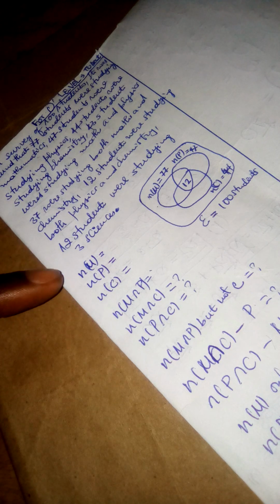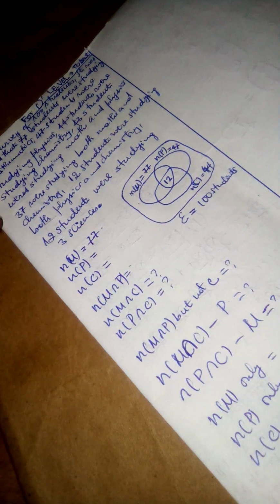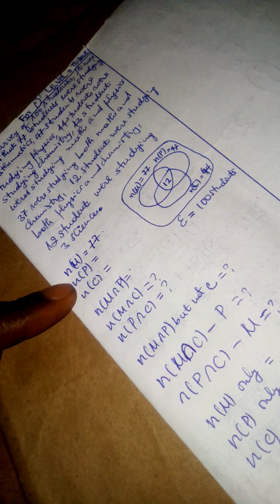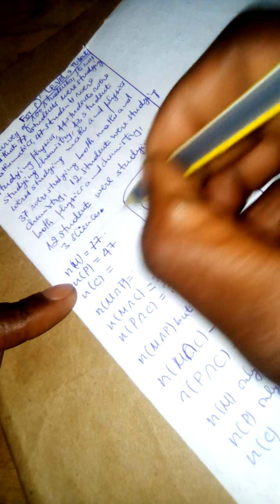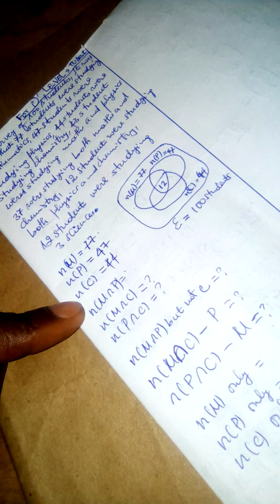So first of all, we have the cardinal number of M. The cardinal number of M means all students who attend the course of mathematics. From the problem, it is 77 students. The cardinal number of P means the students who attend the course of physics, it is 47. The cardinal number of C, the students who attend the course of chemistry, is 44 students.